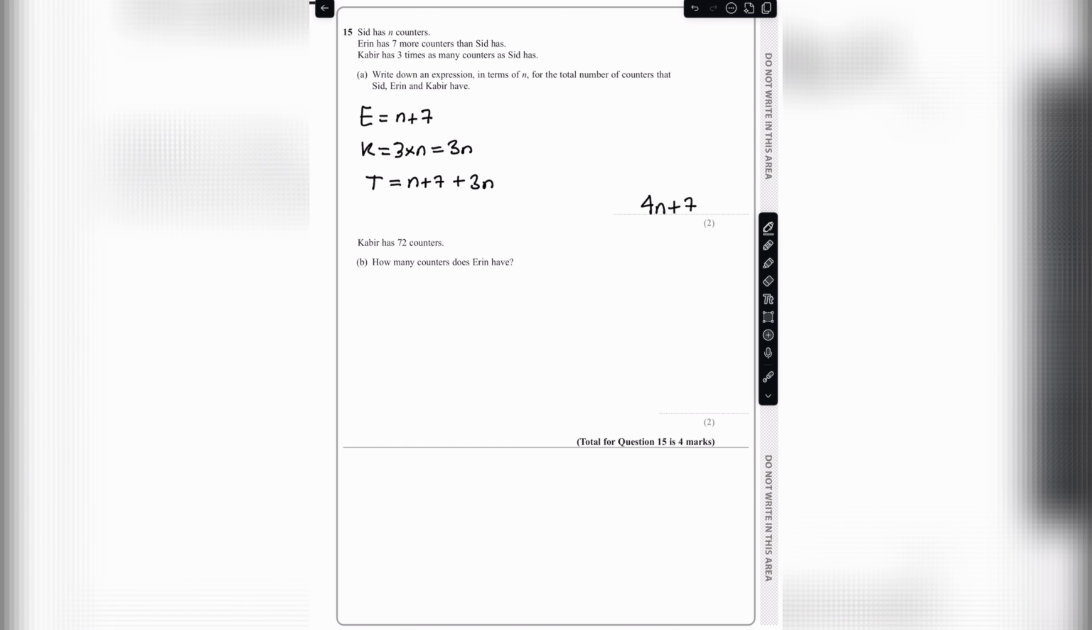In the second part of this question, we are told that Kabir has 72 counters. How many counters does Erin have? So given that Kabir has 3n counters, we can set that equal to 72. So n is 72 divided by 3, which is 24. So Erin will simply have n plus 7, which is 24 plus 7. And so the final answer is 31.